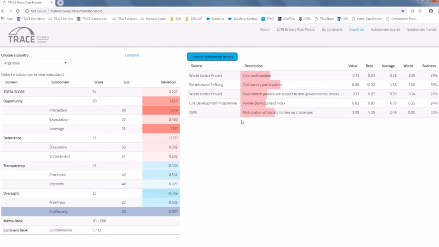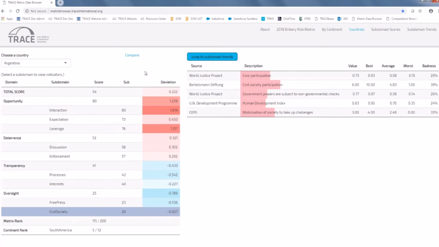Civil society, here, Argentina does better. It's not perfect on any of these measures. Civic participation, non-governmental checks on government powers, human development, society's mobilization to take up challenges. No perfect scores anywhere, but they're all good. So they end up being almost a full standard deviation better than the norm when it comes to civil society.